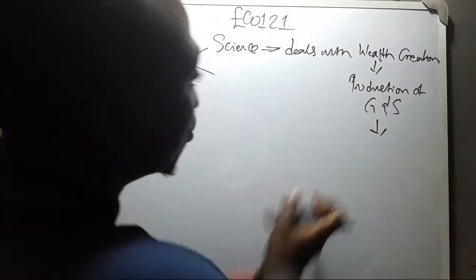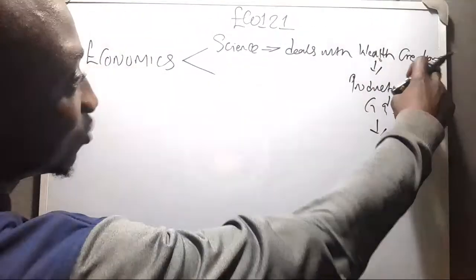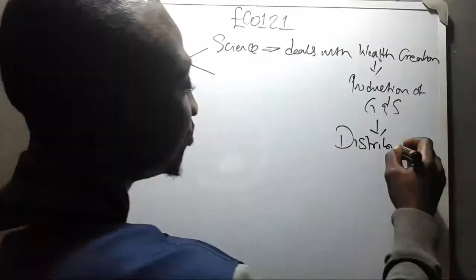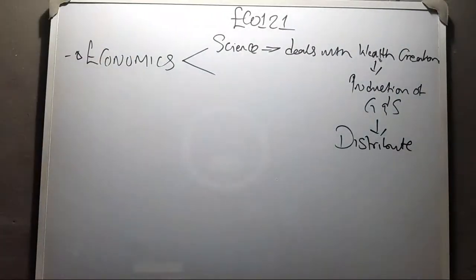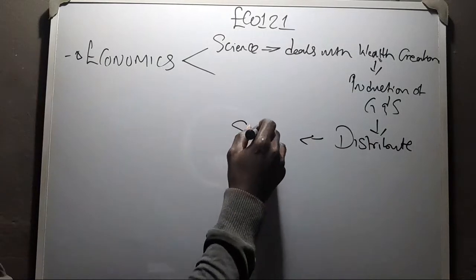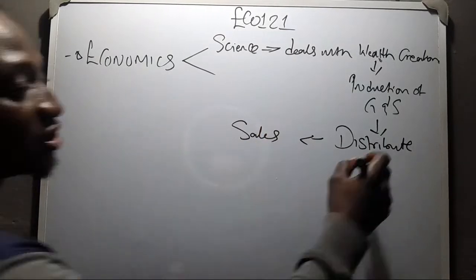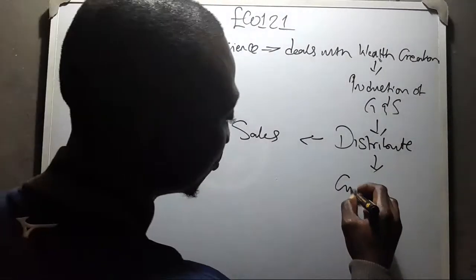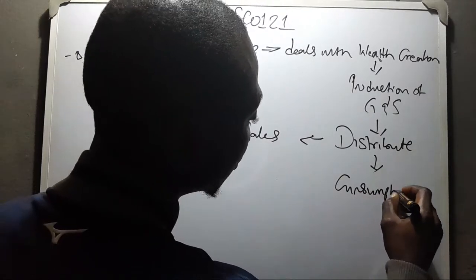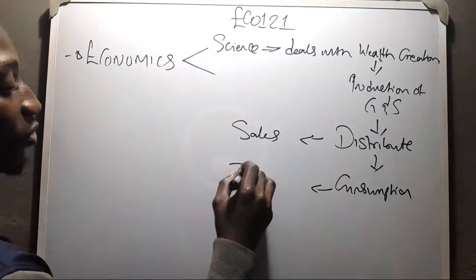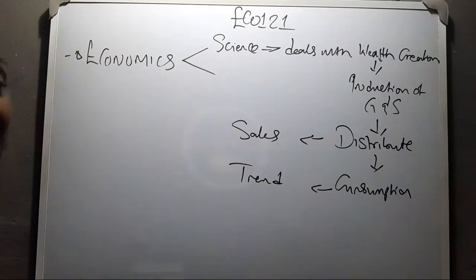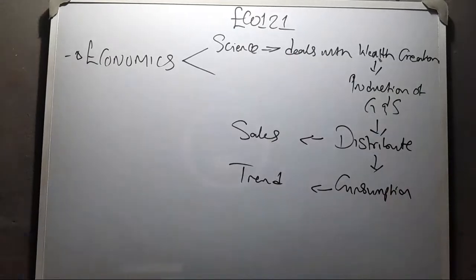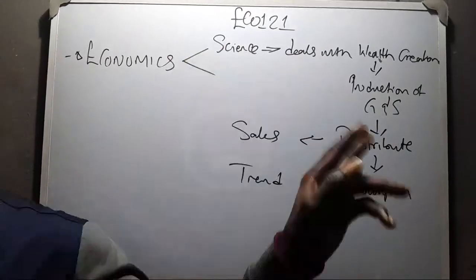Now you deal with the production of goods and services, wealth creation through the production of goods and services, and how you intend to distribute. And this speaks about sales. How you intend to distribute them, as well as to monitor consumption, to monitor the trend, you have to still think about consumption. So that's why it's referred to as a science. It's a holistic view. All right, economics is a science.